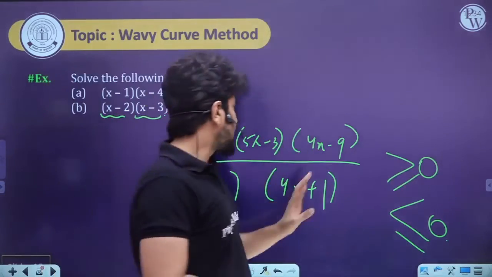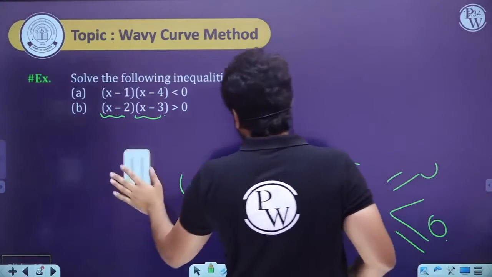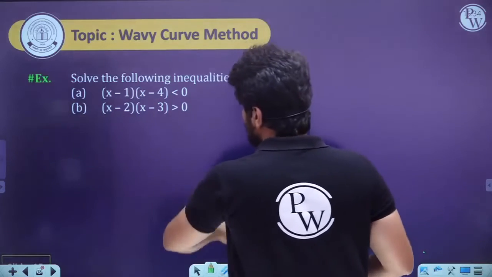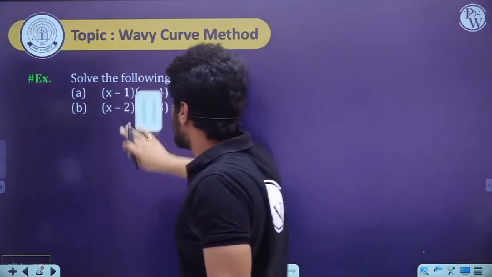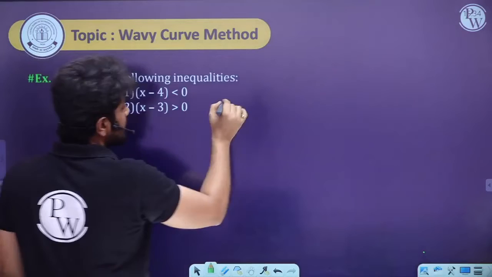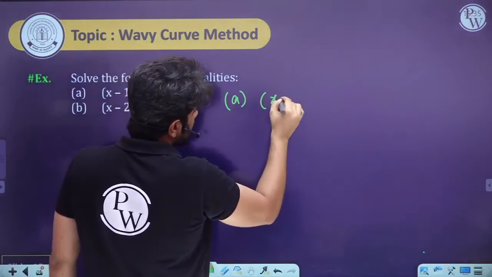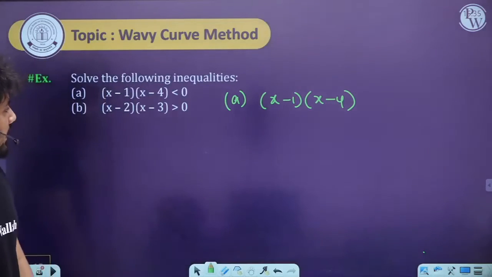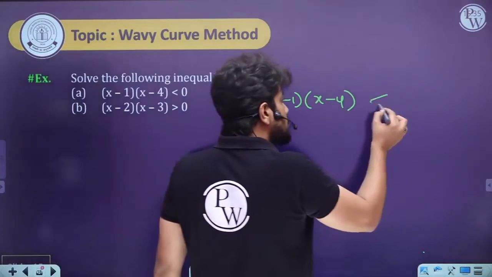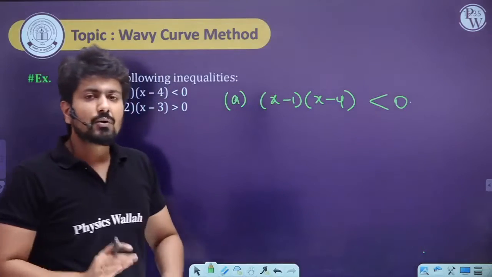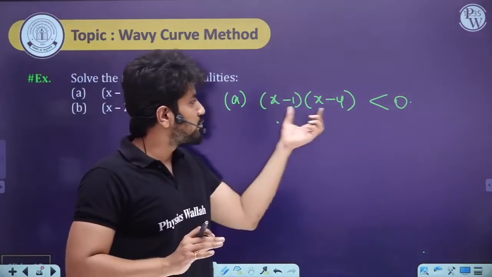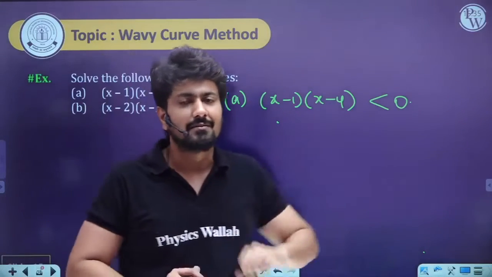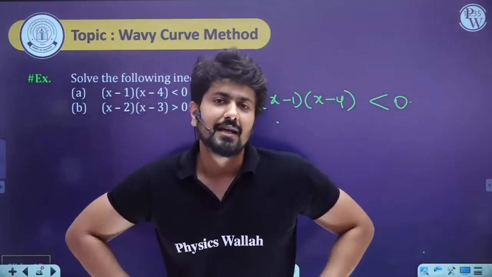First of all, let's start with the basics, with these two examples. So the first example, x minus 1 into x minus 4. There are two factors, right? One factor is x minus 1, another factor is x minus 4. Okay, less than 0. We want to solve this. Basically, we are looking for those values of x where the product of these two factors is less than 0. Less than 0 means negative, where the product will be negative.